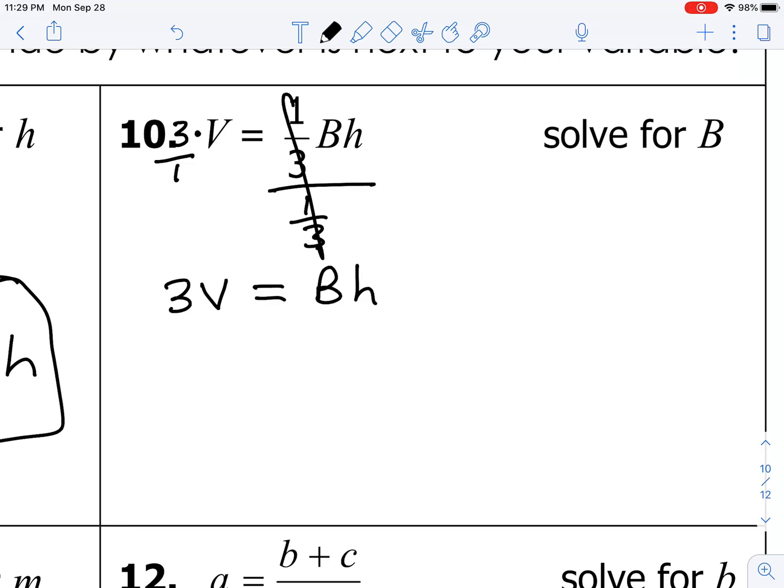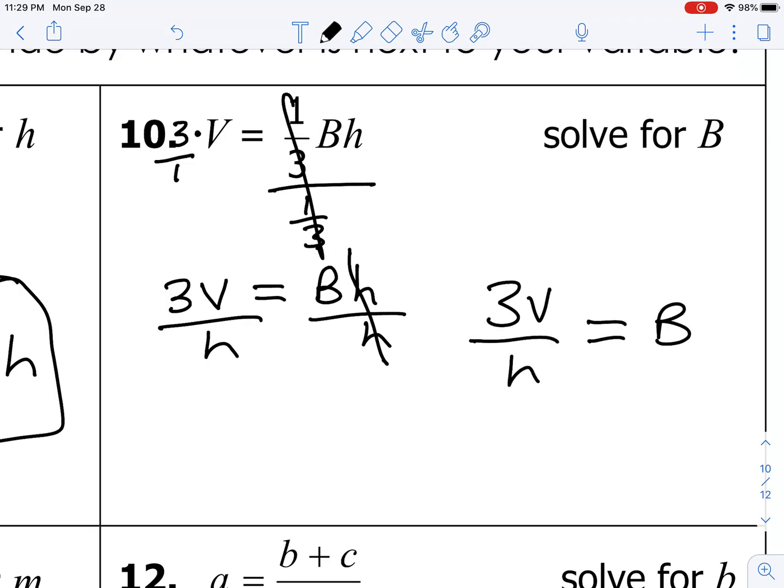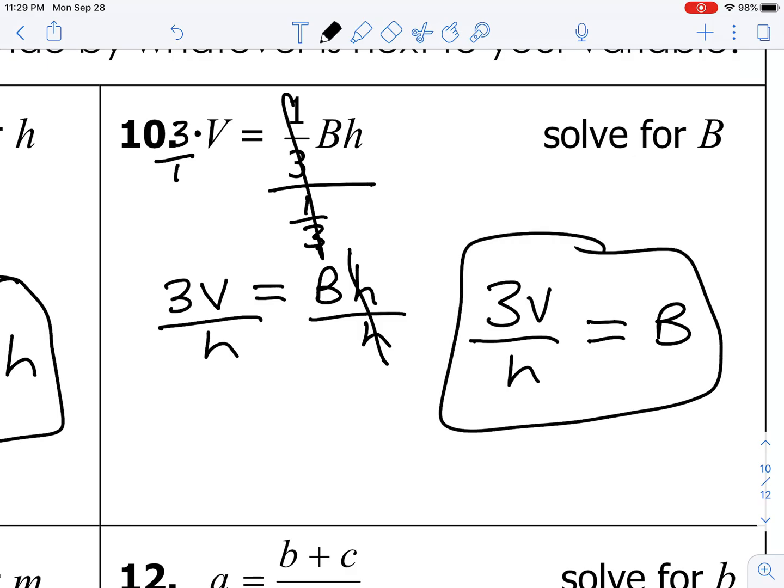Well, what are we solving for? We're solving for b. So we need to get rid of the h. So we're going to divide by h. That's now gone. So we get 3v all over h equals b. b is now by itself. And that is our answer.